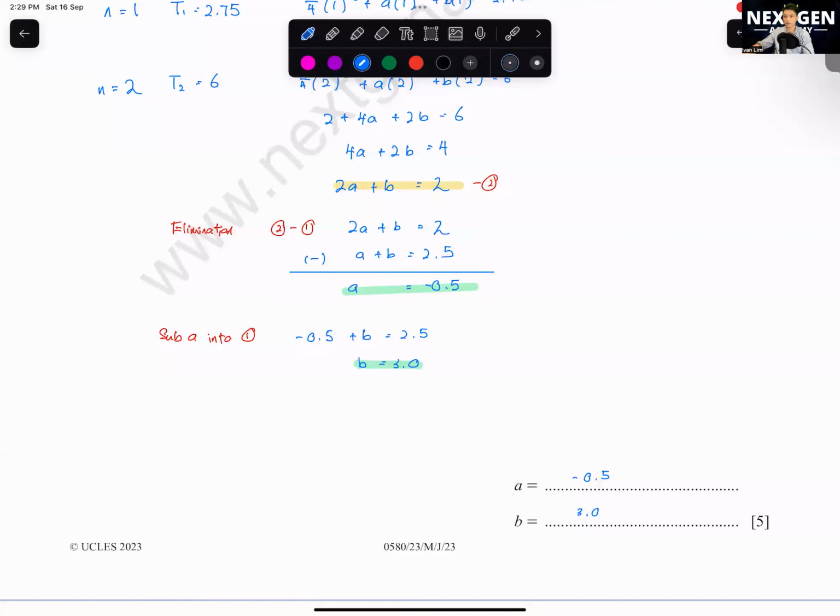Okay, very fast on this paper. I think this one, you close two eyes also can do. I don't know why this one is so easy.